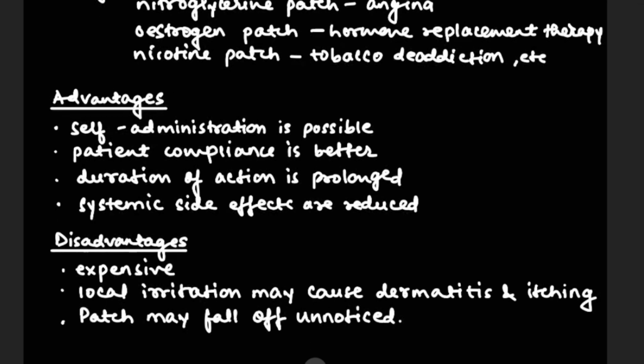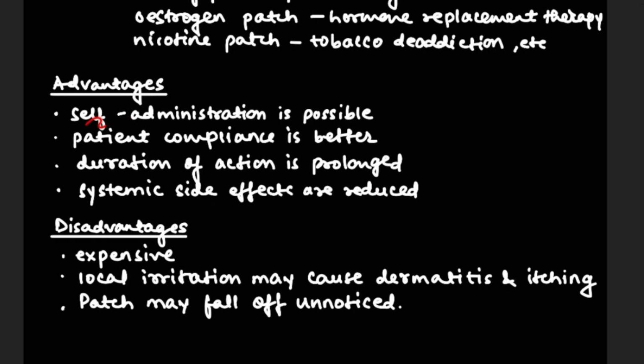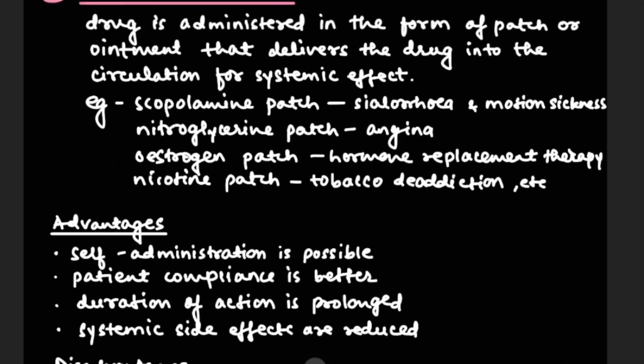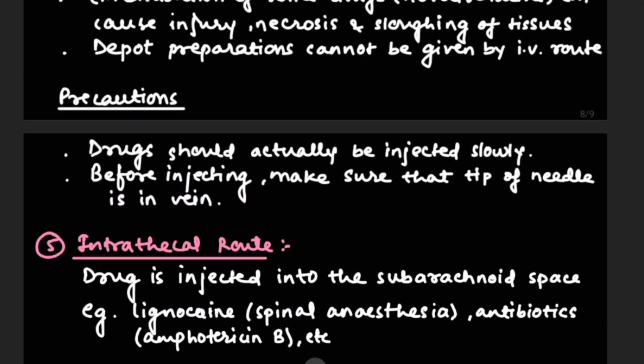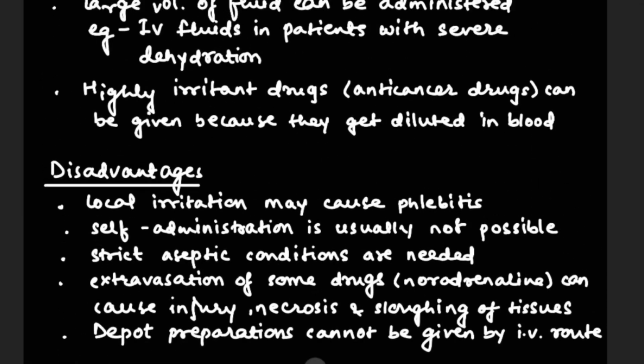So there are some advantages and disadvantages also. First, self-administration is possible in this. Then patient compliance is also better. Then duration of action is prolonged and systemic side effects are also reduced. Then there are some disadvantages also: this is expensive and local irritation may cause dermatitis and itching, as well as the patch may fall off unnoticed. So these are some advantages and disadvantages of the transdermal route. So this was all about routes of drug administration.